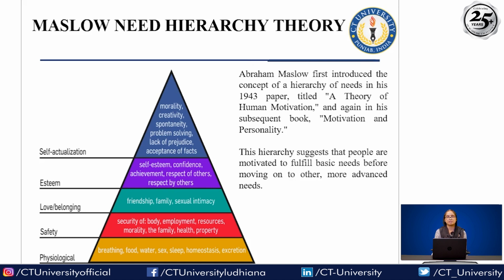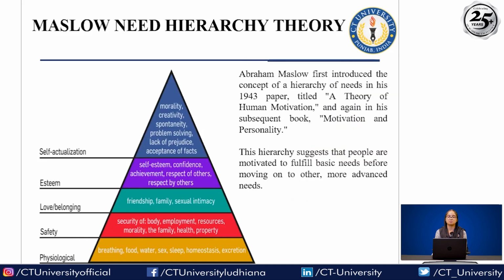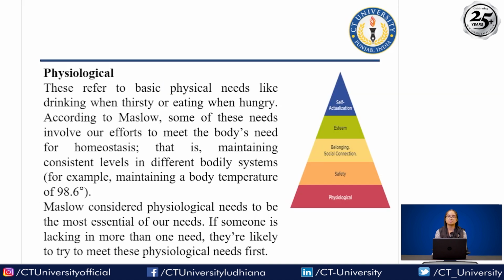According to this theory, an individual has a certain set of needs and these needs go in a hierarchy. The individual fulfills the basic needs first and then goes to the next level of needs in the hierarchy, and when those needs are satisfied, he goes to the next level. So the hierarchy suggests that people are motivated to fulfill basic needs before moving to more advanced needs. So what are these needs? These needs are basically divided into 5 categories: physiological needs, safety needs, love and belongingness needs, esteem needs, and last is self-actualization.